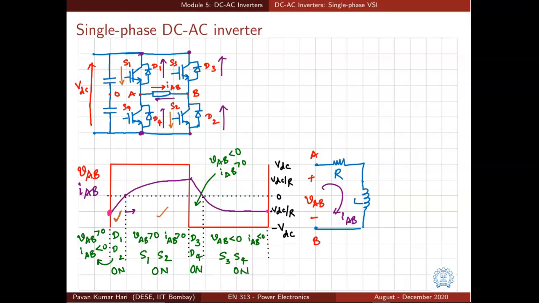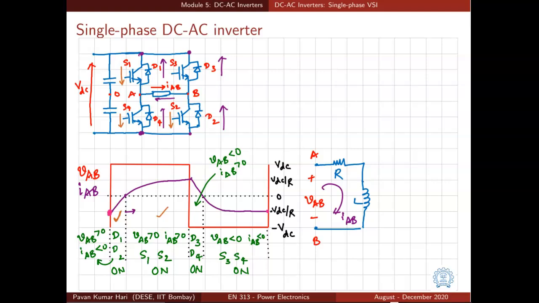But as soon as the current becomes negative, S3 and S4 will take over. So S3 will start conducting in the downward direction, and current flows through the load in a negative direction. Then it comes through S4 and goes back to the source. So this is how we determine the actual switch. We identify the actual switch that is conducting at any given instant.